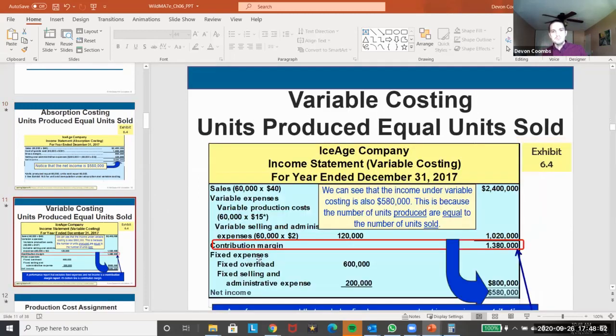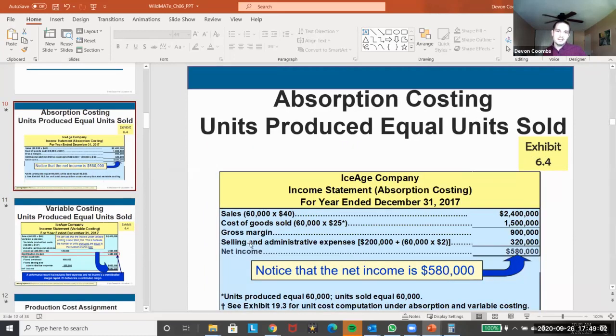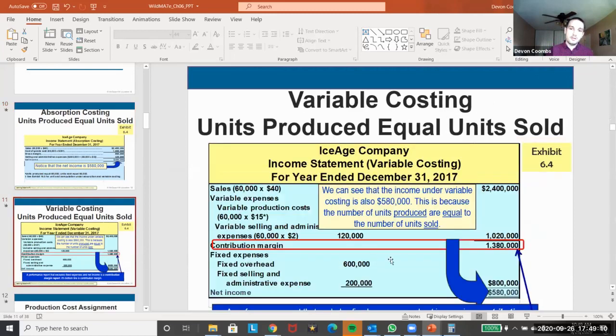And then you can see our fixed expenses, our fixed overhead, is all down here. And our fixed selling and administrative is down here as well. They're showing here that our selling and administrative expenses are a period cost. So our fixed and variable selling and admin are a period cost here. While in our variable costing, our variable selling and admin go into our variable expenses, and our fixed selling and admin go into our administrative expenses.